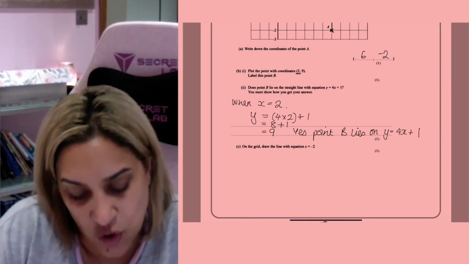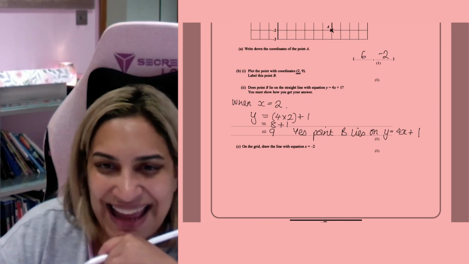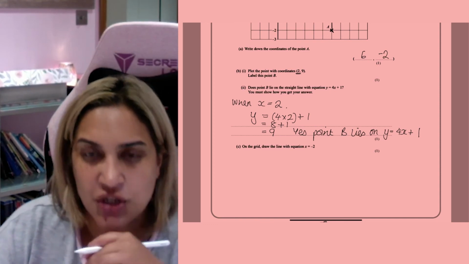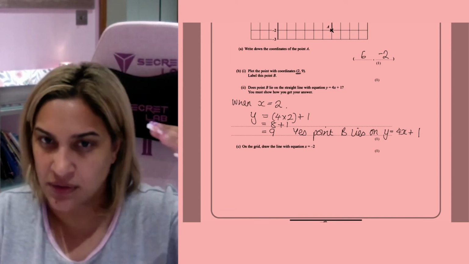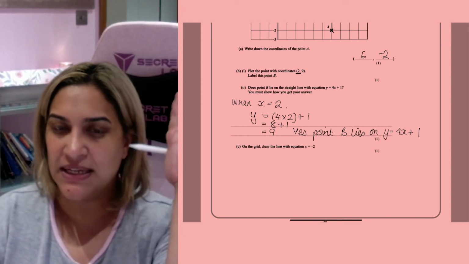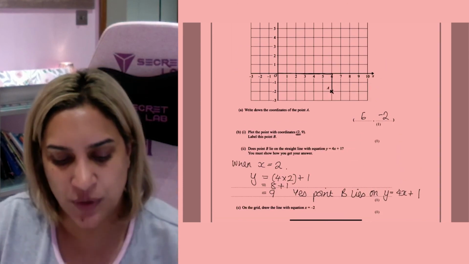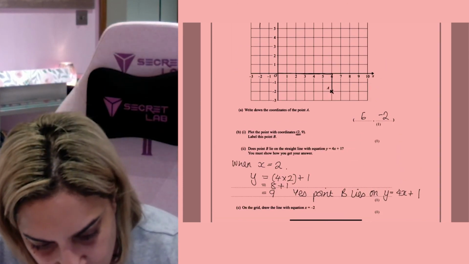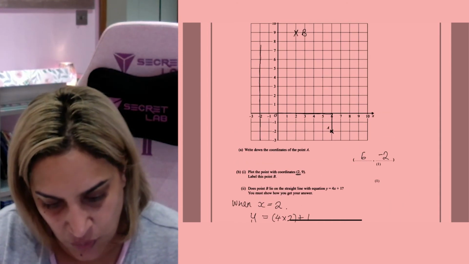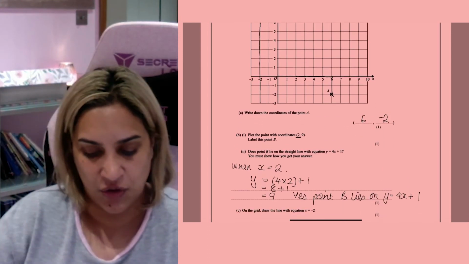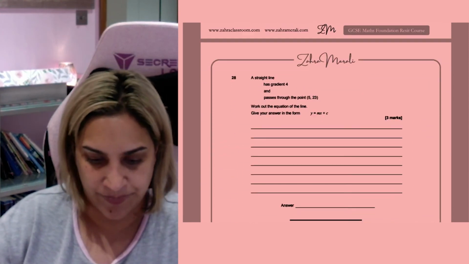Right, then it says, on the grid, draw the line x equals -2. So remember, we said y equals something is a horizontal line. X equals something is a vertical line. So we find -2, and you will draw it with a ruler. You're going to go a straight line the whole way. So that's the line of x equals -2.